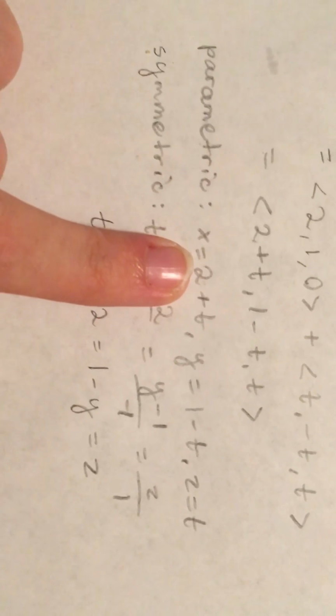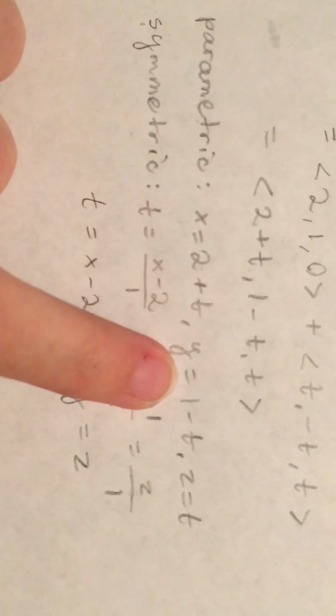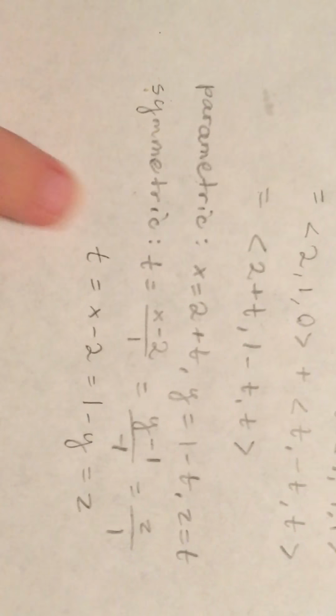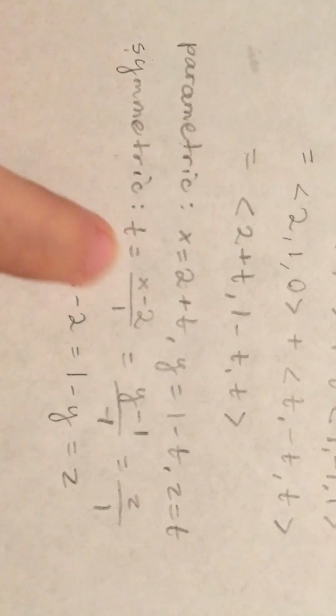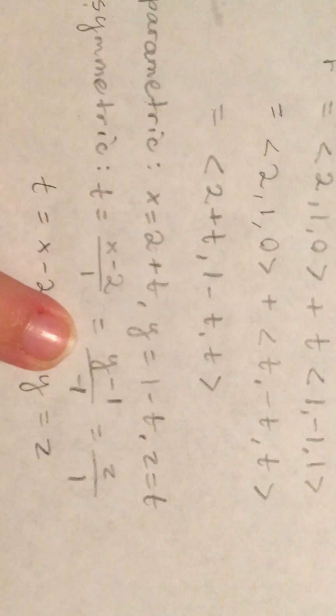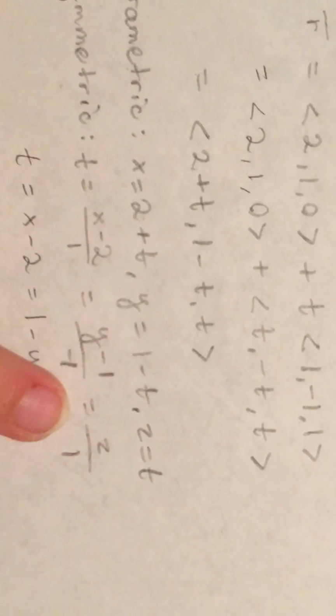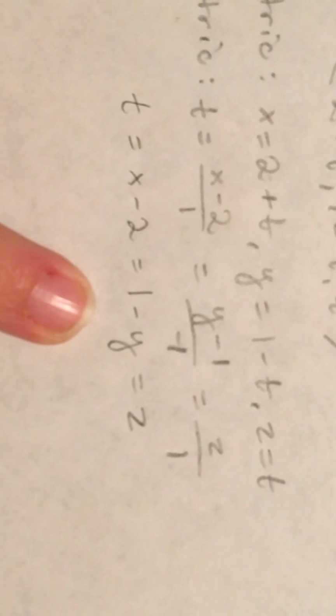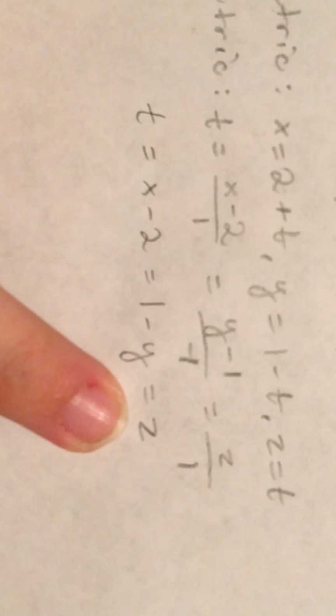We just write it individually: x = 2 + t, y = 1 - t, and z = t. And then symmetric form is when you set it equal to t, so doing some simple algebra, we'll get (x - 2)/1 = (y - 1)/(-1) = z/1, which we can simplify to x - 2 = 1 - y = z.